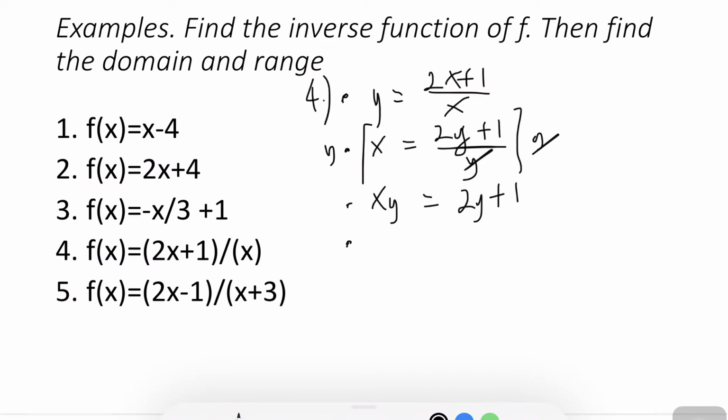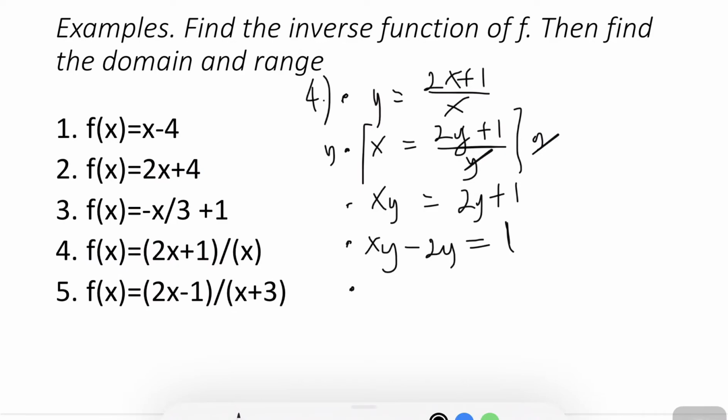And then since y is what we need, we need to regroup. One side of the equation must have y. All of the terms with y must be on one side. So there is a y, so 2y remains. I will transpose that one, so it will become negative 2y. The 1 has no y, so it remains on the right side, positive 1.